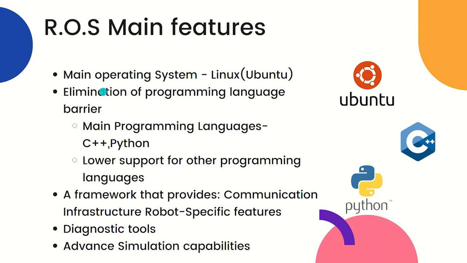Now some main features of ROS are it runs on the Linux system. It also runs on other operating systems like Mac OS and Windows, but it is not efficient on those systems. The primary system for ROS is Linux only. The main programming languages that are used in ROS are C++ and Python. The framework provides communication infrastructure, robotic specific features like diagnostic tools, advanced simulation capabilities.